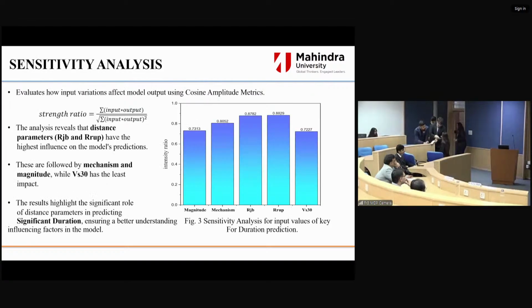Talking about sensitivity analysis. This is the formula for finding the strength ratio, and here the graph indicates that sensitivity analysis showed the distance parameters such as rupture distance and Joyner-Boore distance have the highest impact on duration predictions.